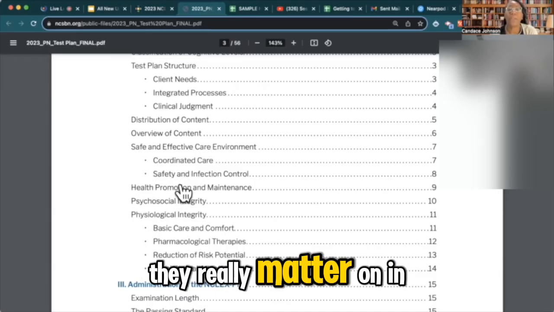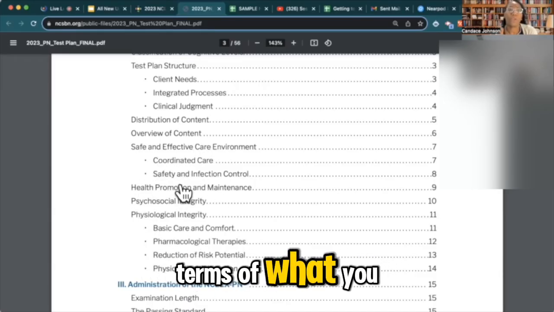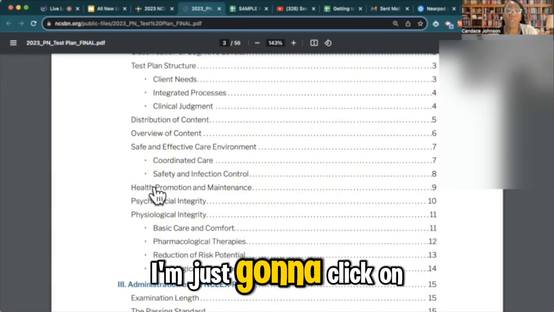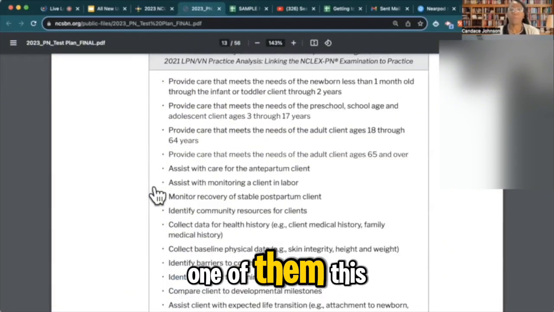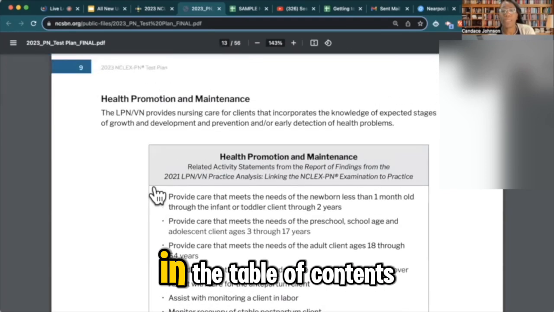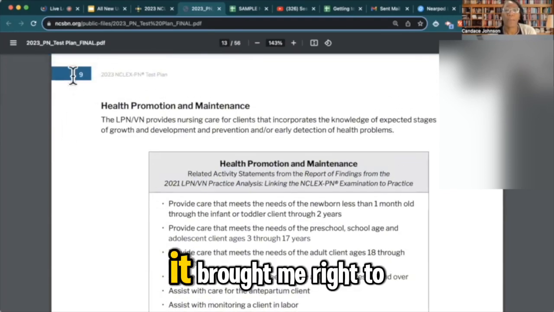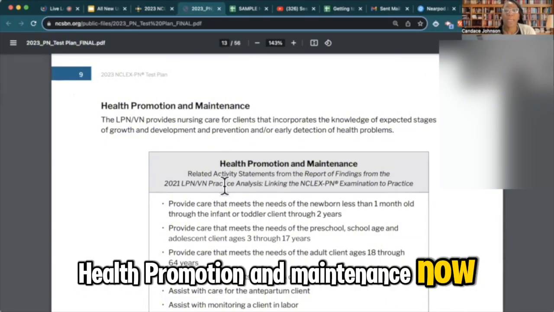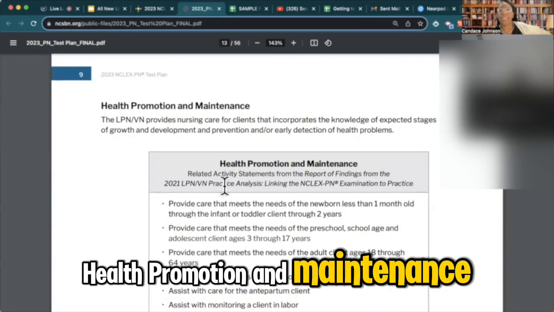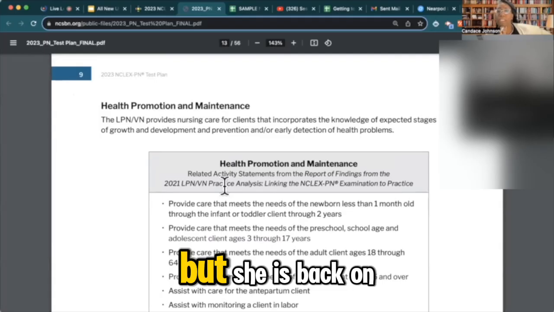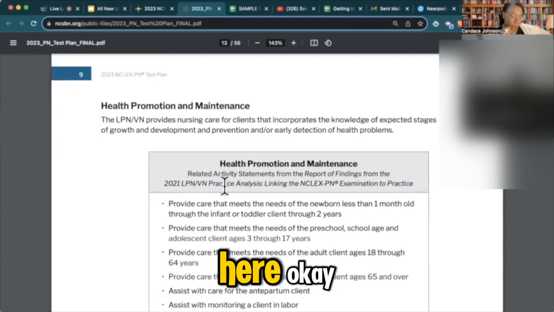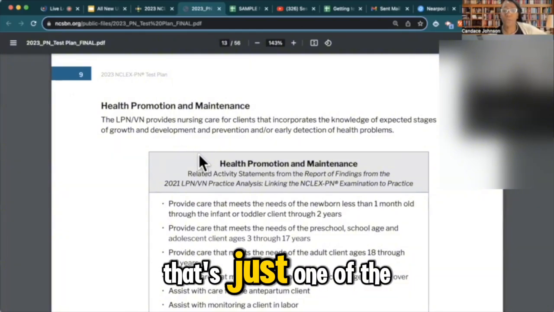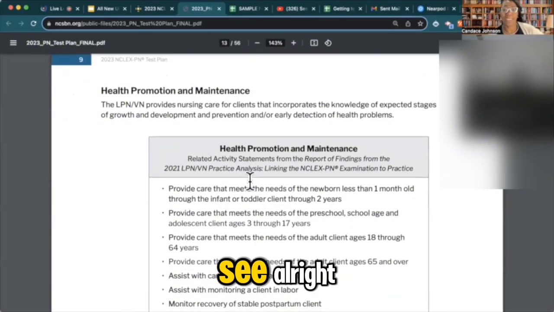Those are the 8 categories that matter. They really matter in terms of what you're being graded on. Now that we pointed those out, I'm just going to click on one of them. When I clicked on it in the table of contents, it brought me right to page 9, health promotion and maintenance. I saw we lost Benta, but she is back on here. Health promotion and maintenance is just one of the categories that you're going to see.